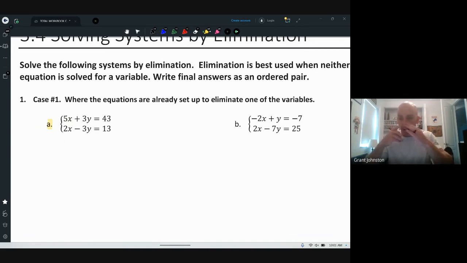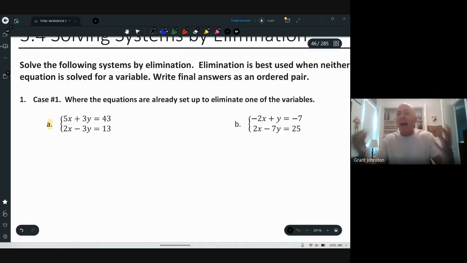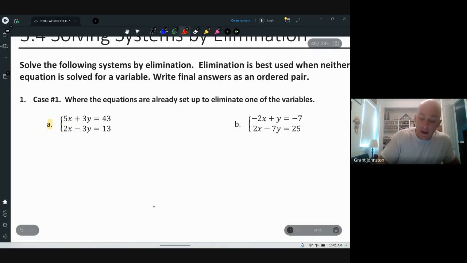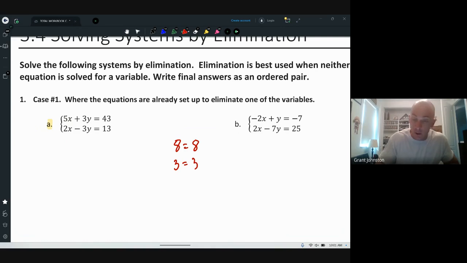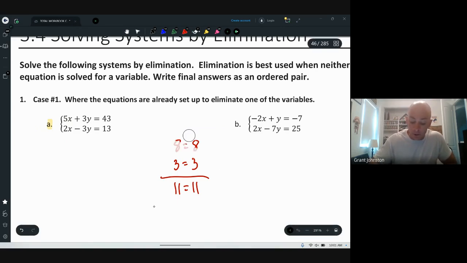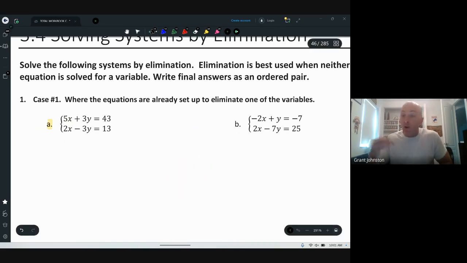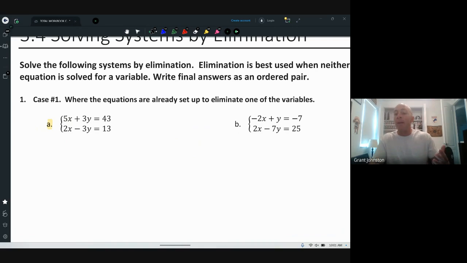But there's this really interesting property in mathematics, which is that you can add equalities. Like for instance, don't write this. Let's say you have 8 equals 8 and you have 3 equals 3. Those are both true. If you just add them down, it's still true. And this is just a property of mathematics. So what we can do is add equations down. And in doing so, we can sometimes eliminate variables.